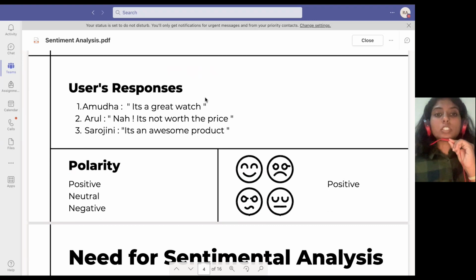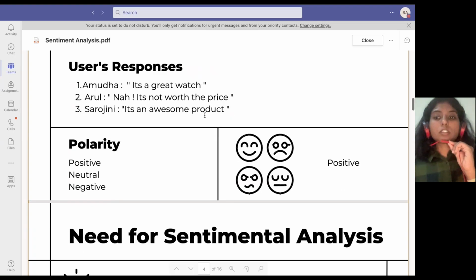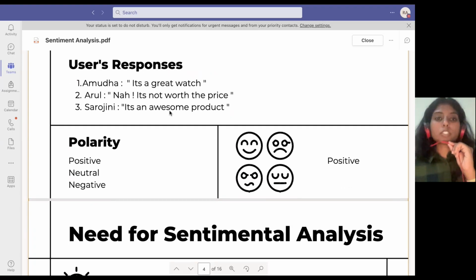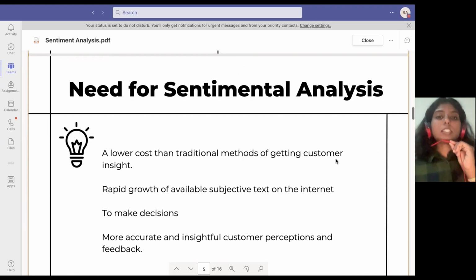See, it's a great watch. It's positive. Here, now it's not worth the price. It's negative. Next one is positive. So what it does is it just takes this data and finds out all the positive words and it increases the rating. If it is positive, it increases the rating. If it is negative, it reduces. So overall, it has two positive comments, so it's overall a positive. So this is a basic intro of what sentiment analysis is.